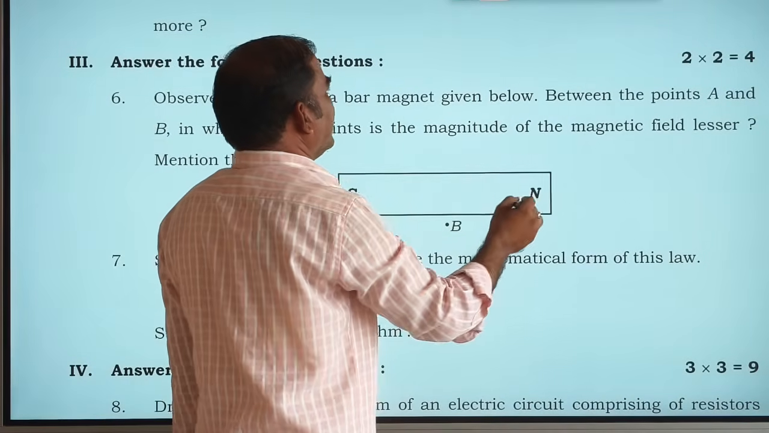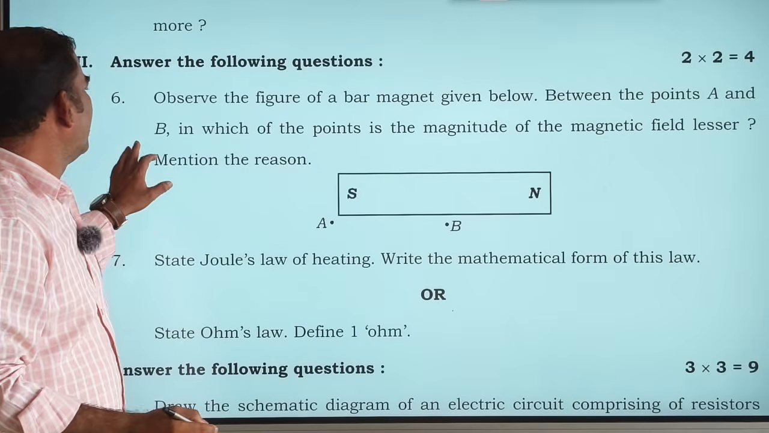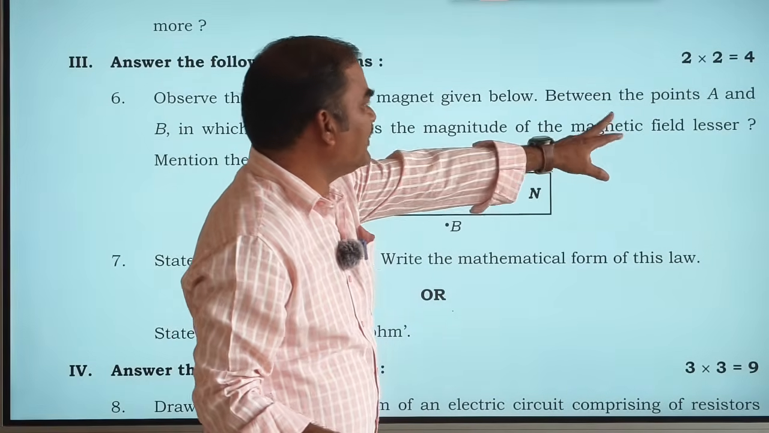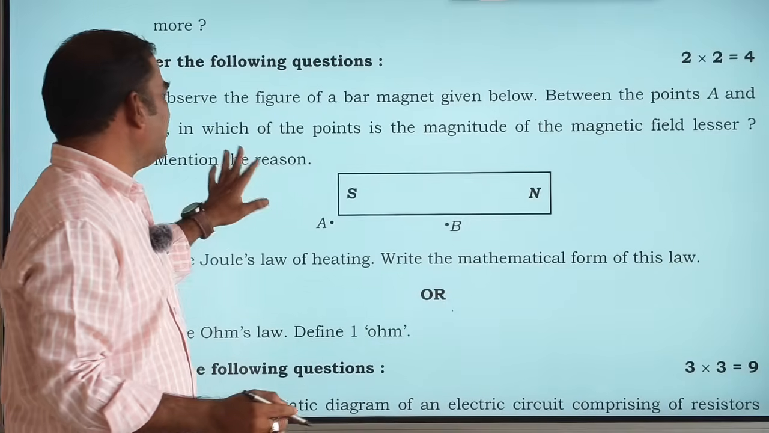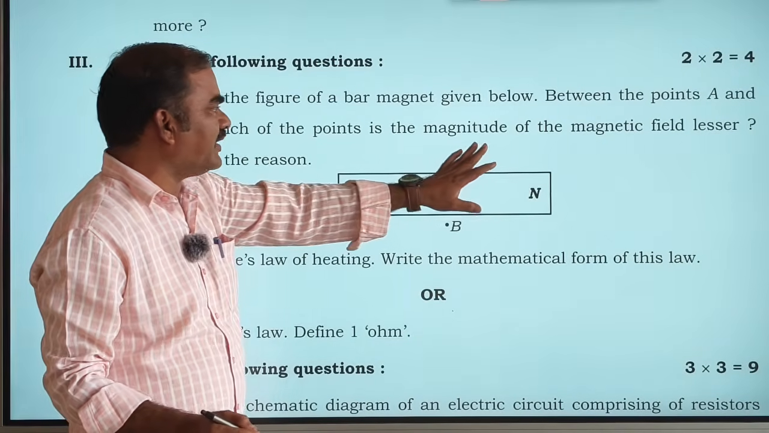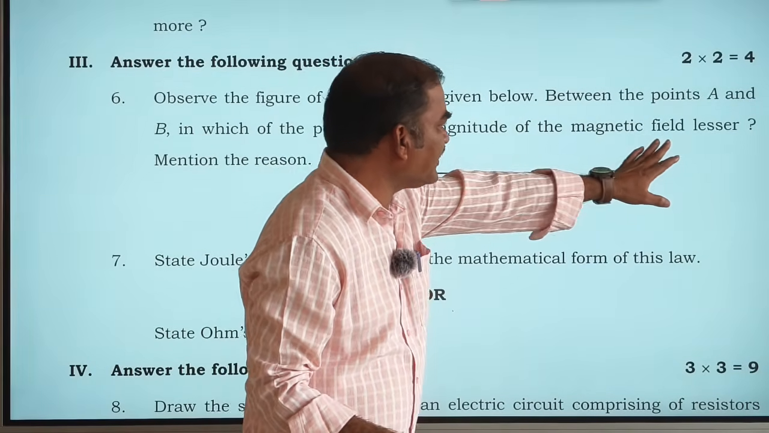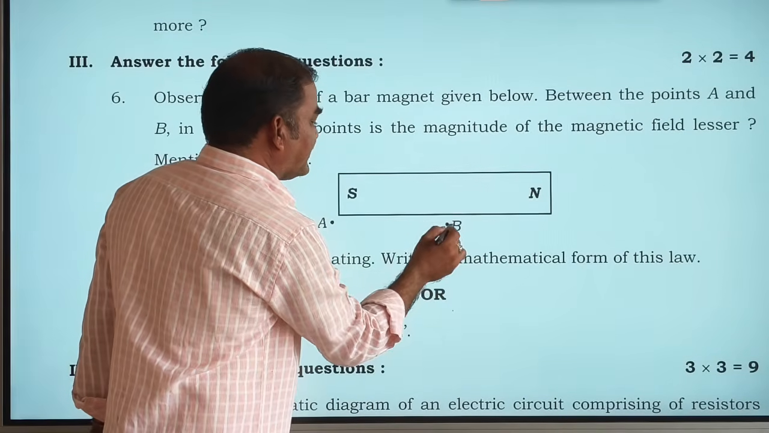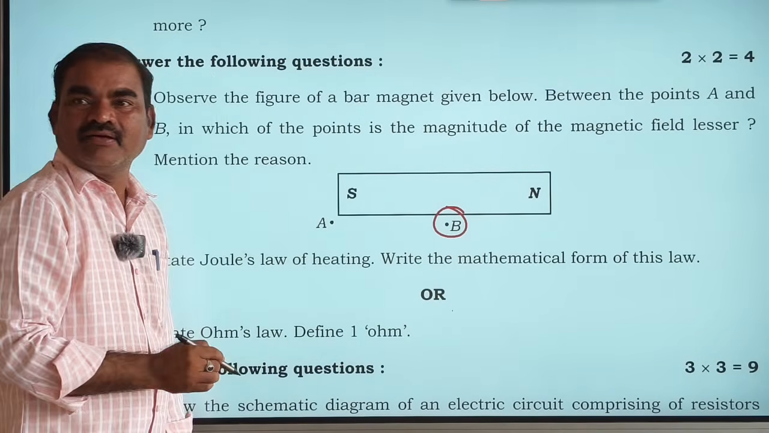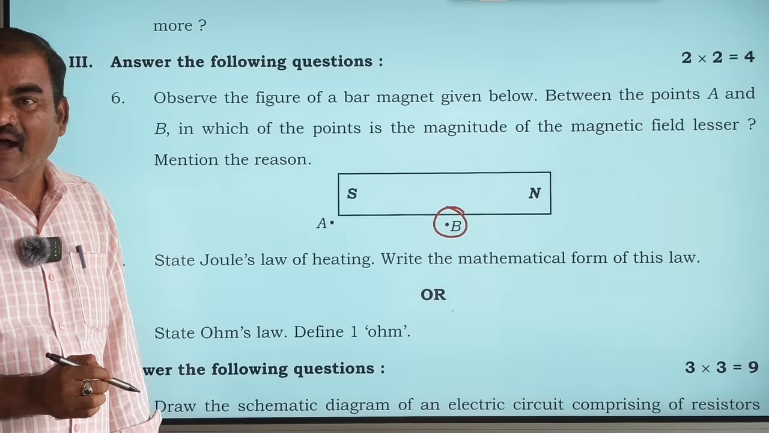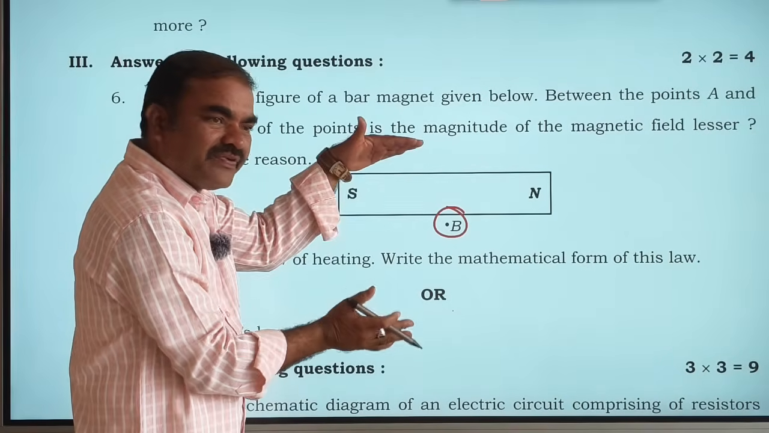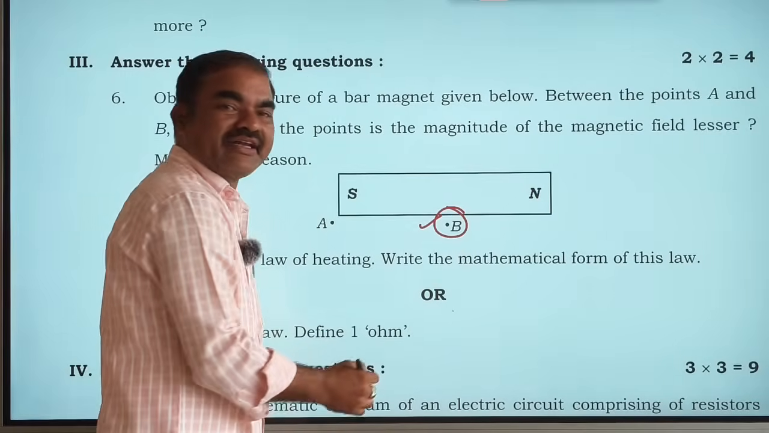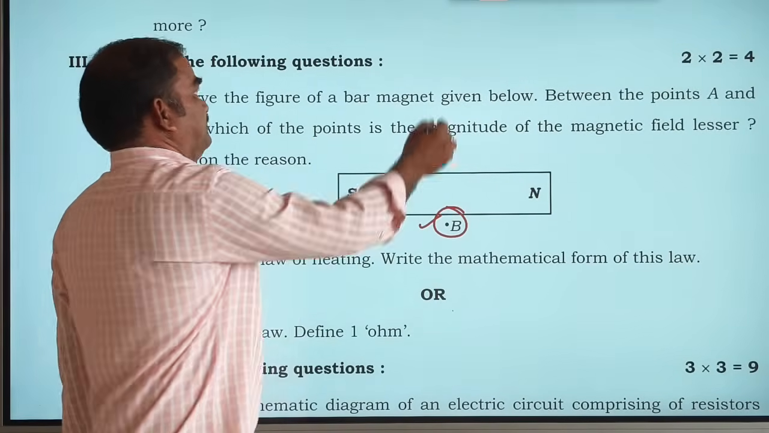Okay, coming to this one here. A bar magnet is given between the points A and B. At which point is the magnitude of the magnetic field lesser? Mention the reason. At this point we are having a lesser magnetic field, because the lines of field are far apart here. So this is a point where the magnetic field is less.